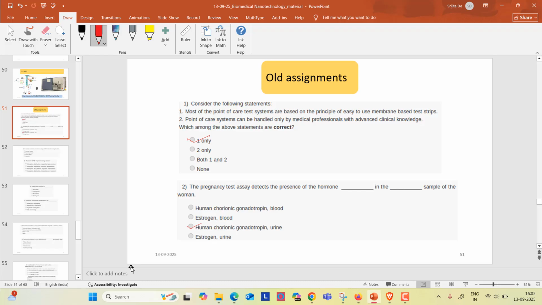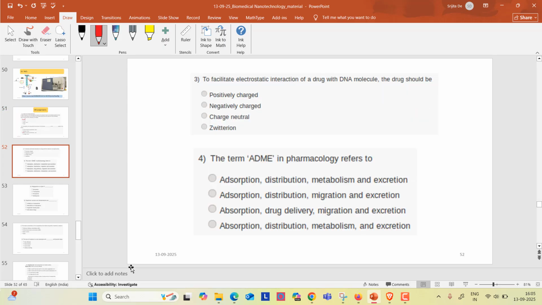Okay. Next question. To facilitate electrostatic interaction of a drug with a DNA molecule, the drug should be what? Please answer.